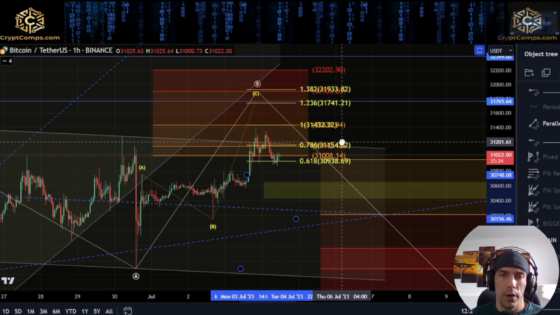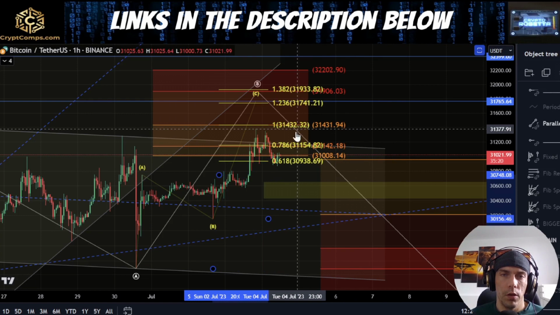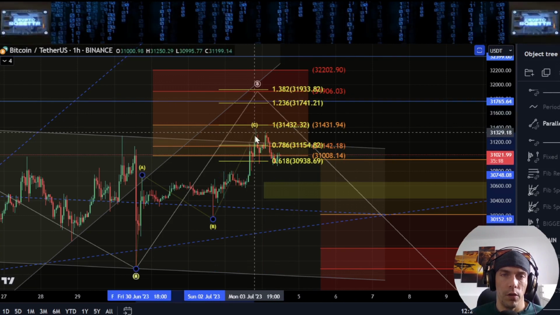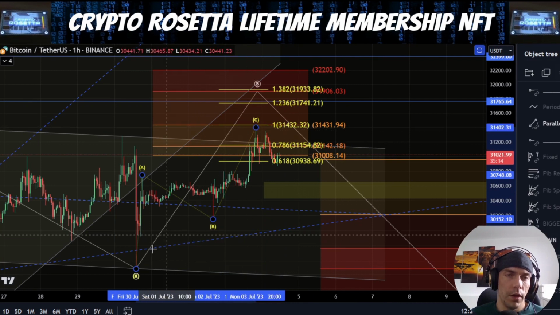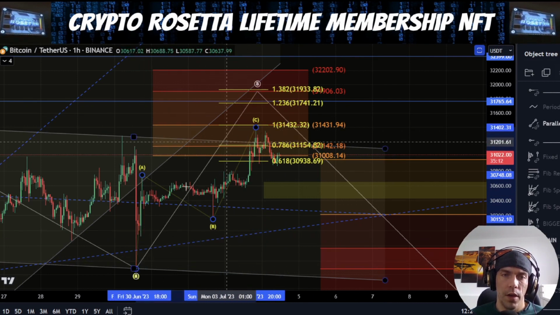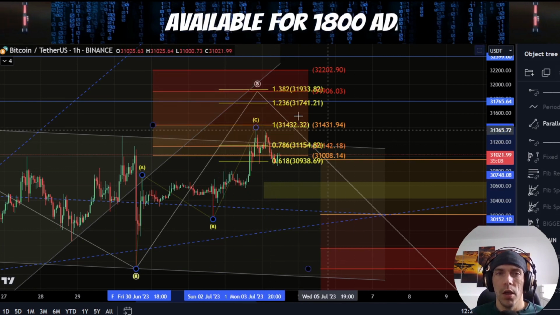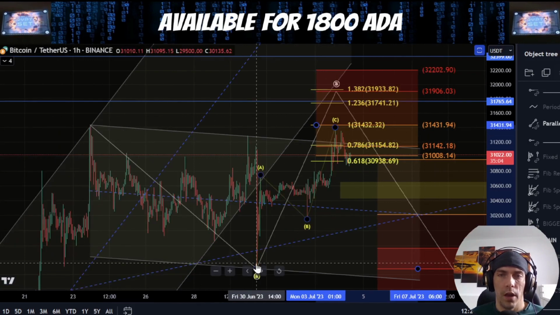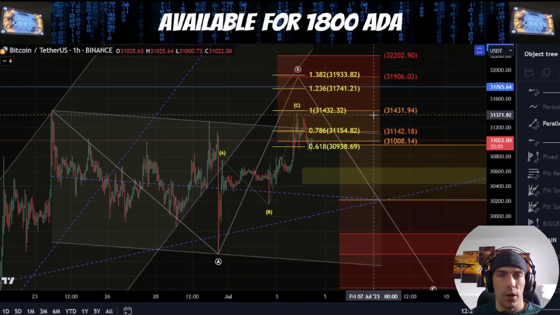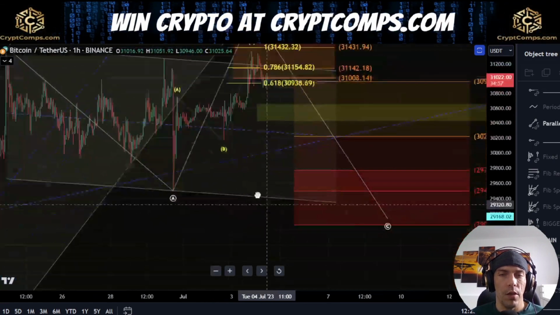Now, if I drag this over here, we can see that the 1-to-1 here, which is this 31,432 level, was almost met with this move to the upside. So technically speaking, this could be enough here, and we could just have this as a corrective move, and then we are completed. So this means we did come up towards this 1-to-1 of this as an A wave. If we do start to break down here, we didn't take the high, so we couldn't look at it as an irregular flat.